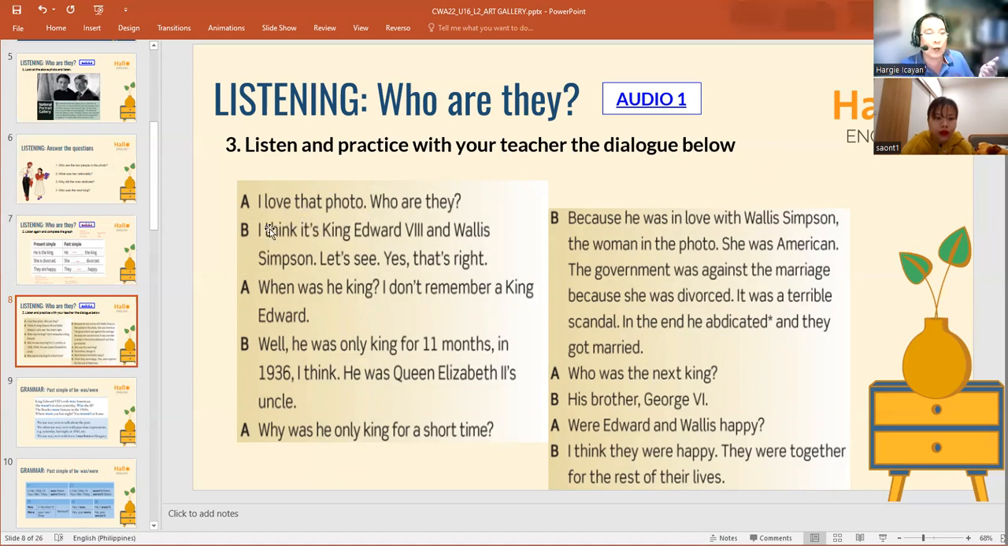Okay, go. I love that photo. Who are they? I think it's King Edward the Eighth and Wallace Simpson. Let's see. Yes, that's right.